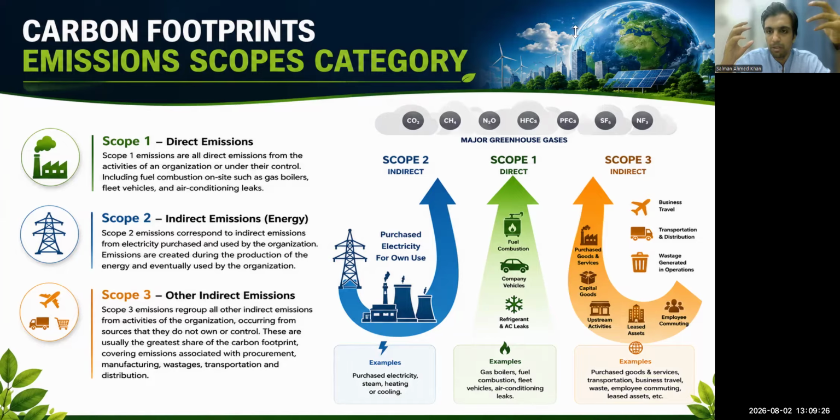So when we talk about supply chain, green supply chain management, our prime focus should be on scope 3 because it involves every circle that is directly linked with your business.